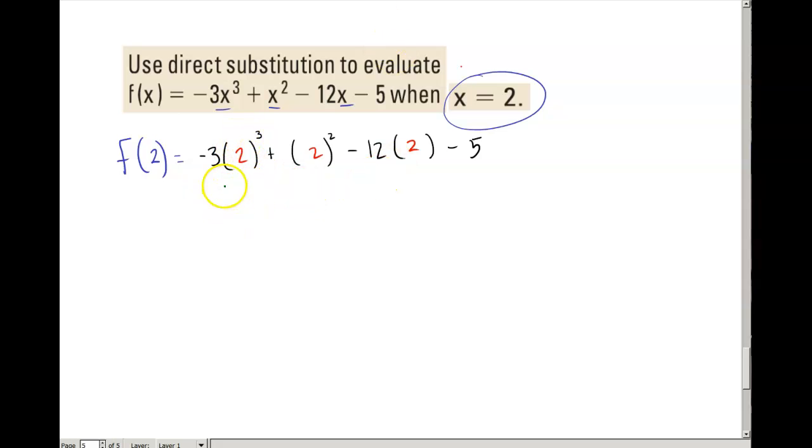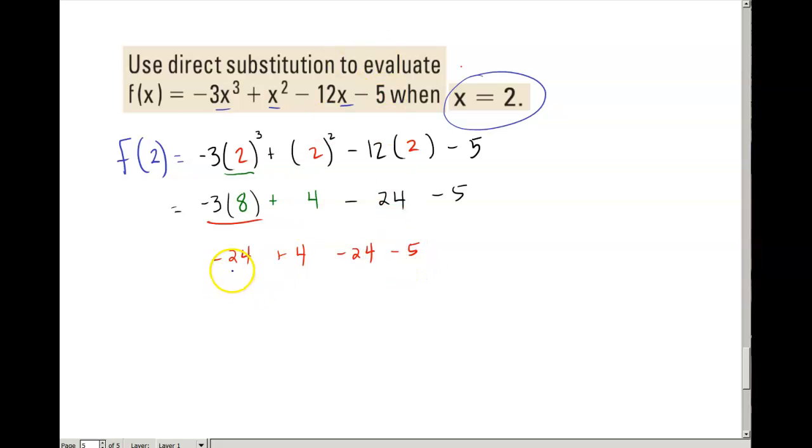So if we were to do this without a calculator, let's do the exponents first, right? So 2 cubed, that's going to be 8. And we can put these together a little bit. 2 squared is 4. And so we'd have negative 3 times 8 plus 4 minus 12 times 2 is 24, and then minus 5. Keep going here. We're going to multiply before we do any addition or subtraction. So now we have negative 24 plus 4 minus 24 minus 5.